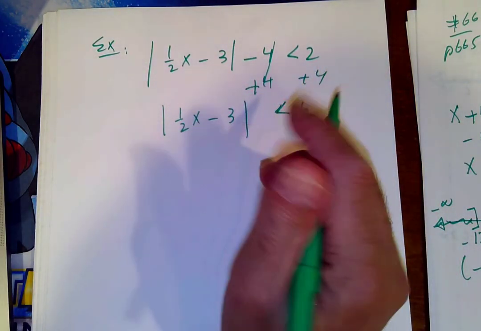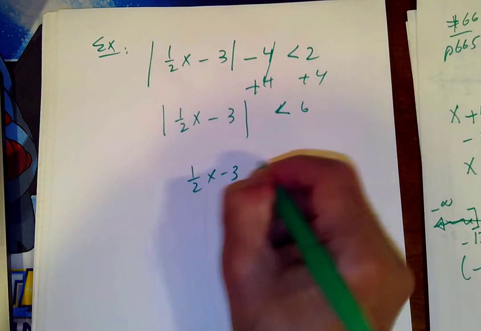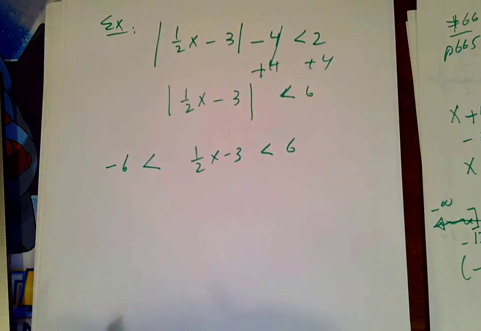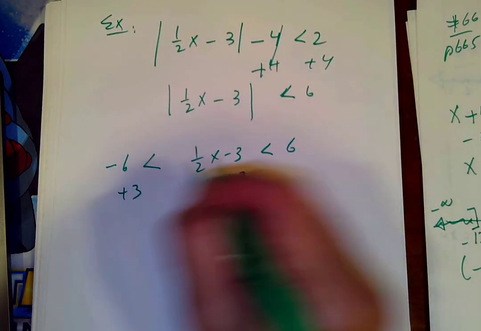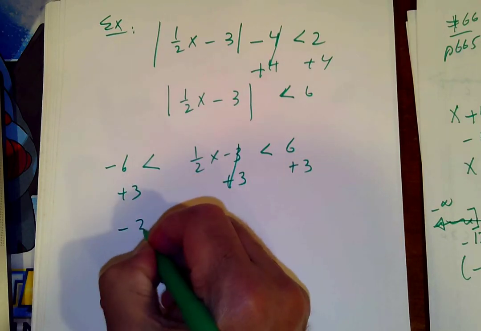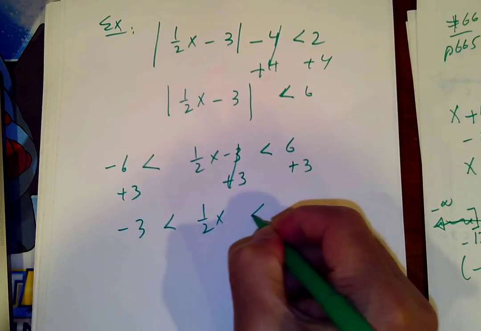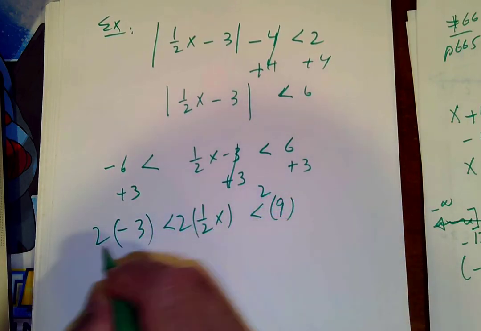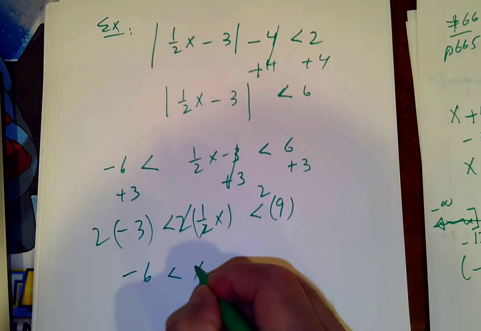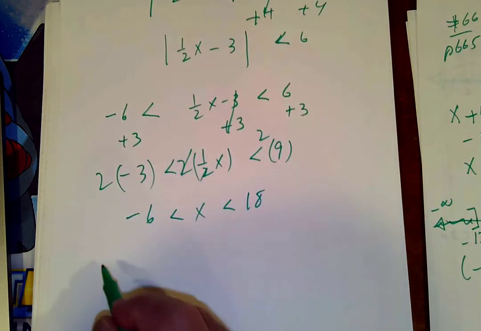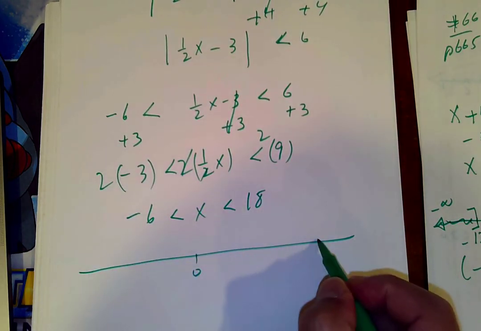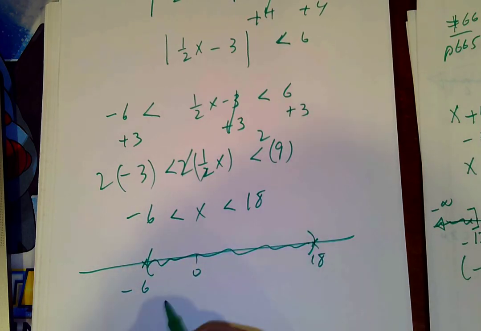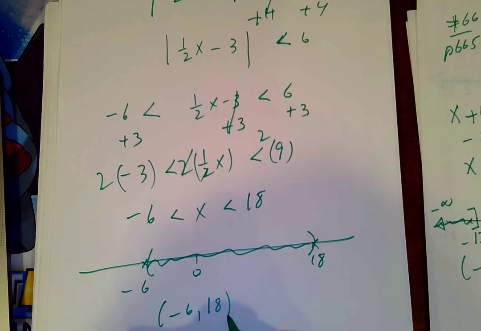So that's an and. So we drop the absolute value, we get this portion, we do negative 6 less than on this side. We add the 3. Negative 3 is less than 1/2 x is less than 9, times by 2. Negative 6 is less than x, which is less than 18. And you can graph it. Let's say this is 18, this is negative 6, everything in between. And there's the interval.